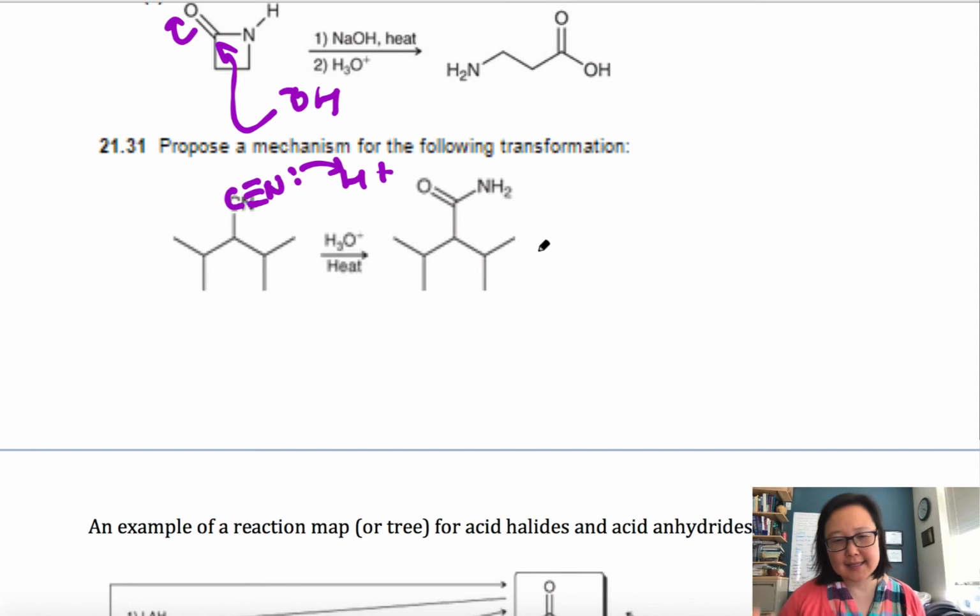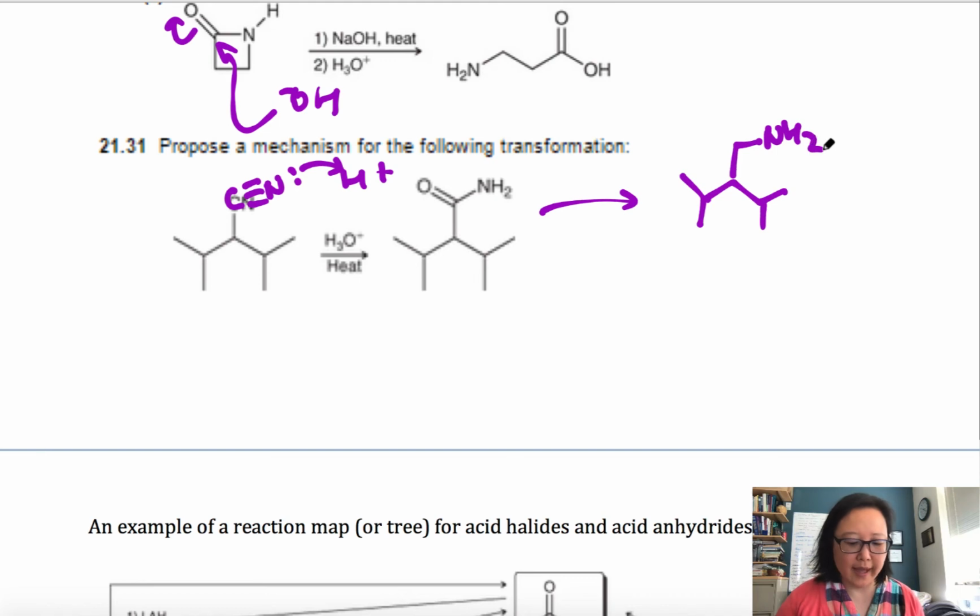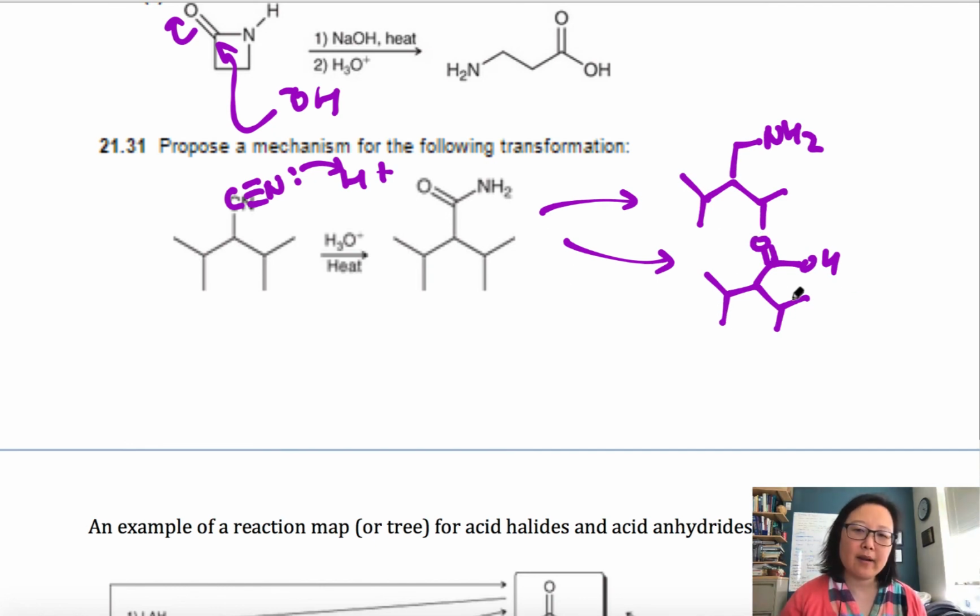And then just as an extra exercise for your mind, think of all the reactions this can do next. This could become, we learned how to reduce it, right? This could become that, for example. Or you could hydrolyze this to a carboxylic acid. Maybe you could turn that into a C double bond OOH. Okay, so think about, and then from here, what can all this do? That can make an acid chloride, that can make an ester. There's a lot of things you can do from there also.